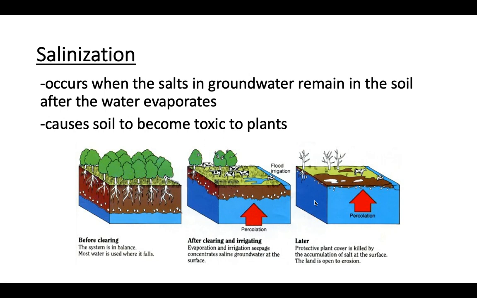Salinization is when the salts in the groundwater remain in the soil after the water has evaporated. So basically, balanced system right here. The land hasn't been cleared. After the land is cleared and irrigation starts, the evaporation and irrigation seepage concentrates the salt in the groundwater at the surface. So that salt that was down here on this side gets raised higher and higher, and eventually it percolates up to the top. That salt is at the very surface, and the soil becomes toxic to plants.